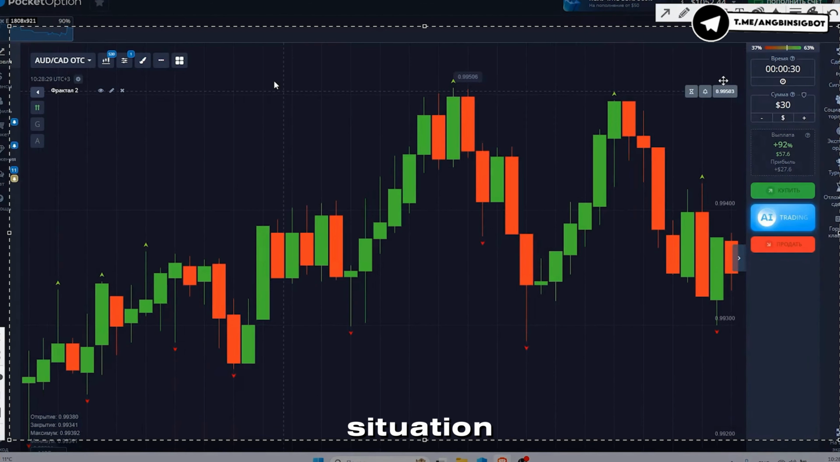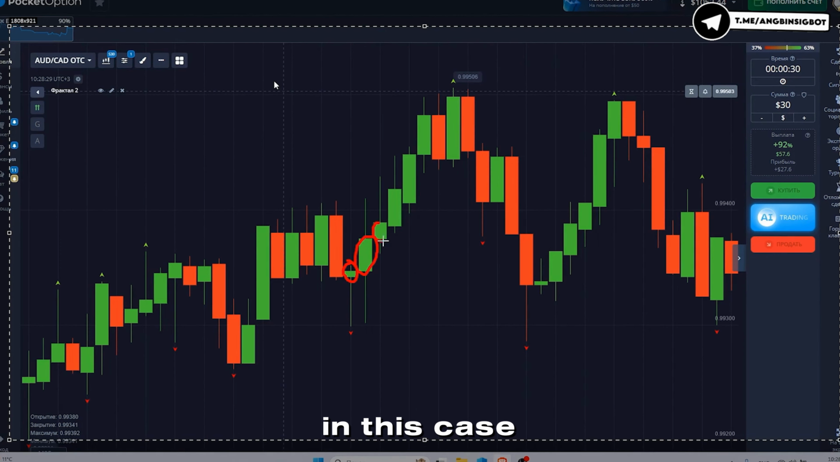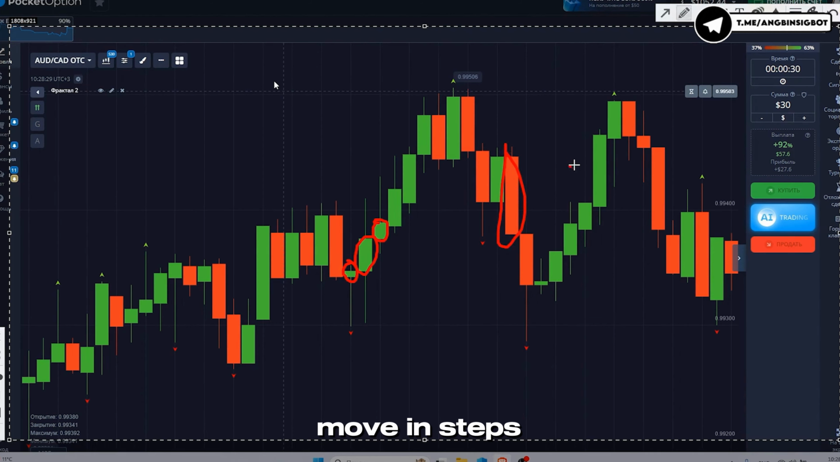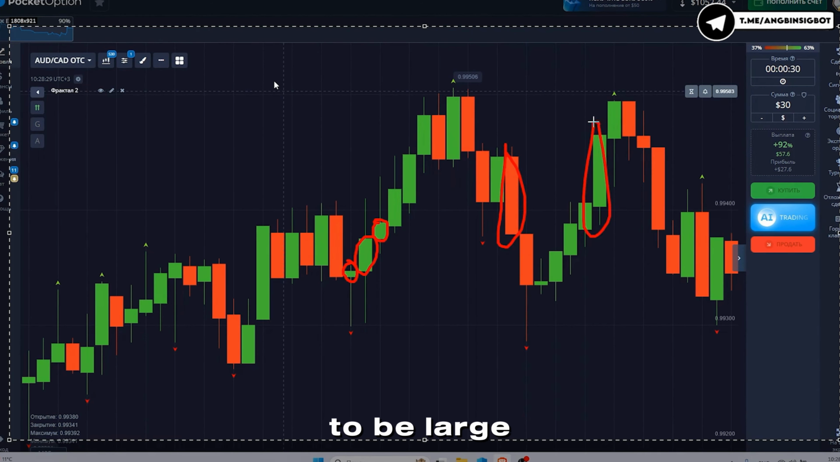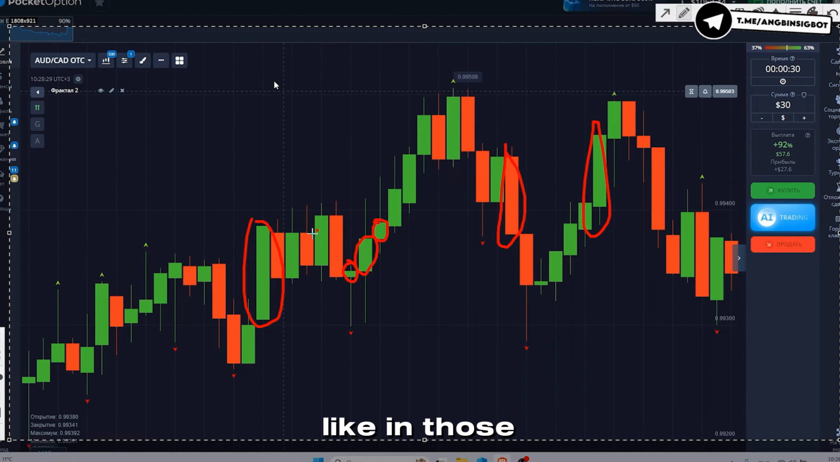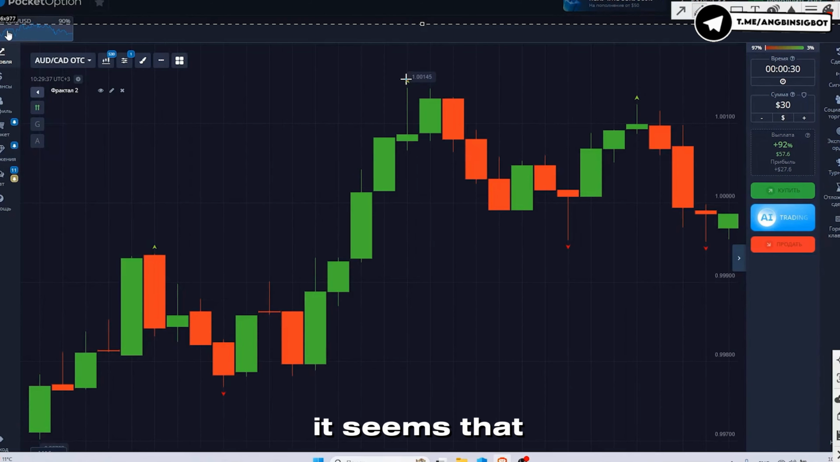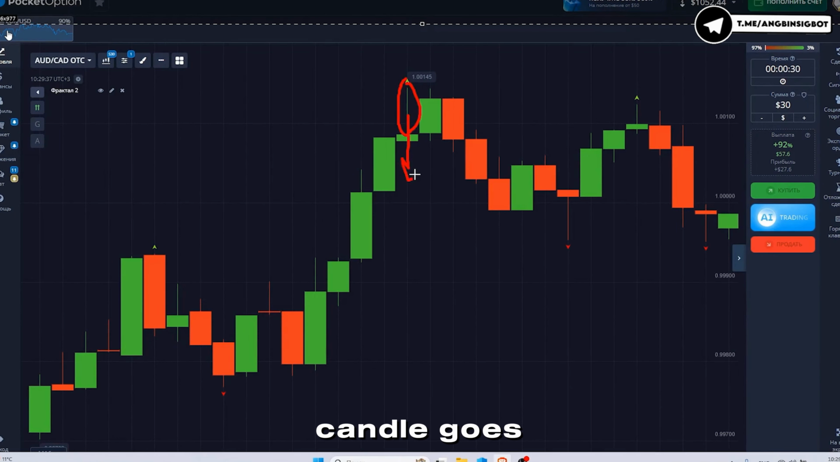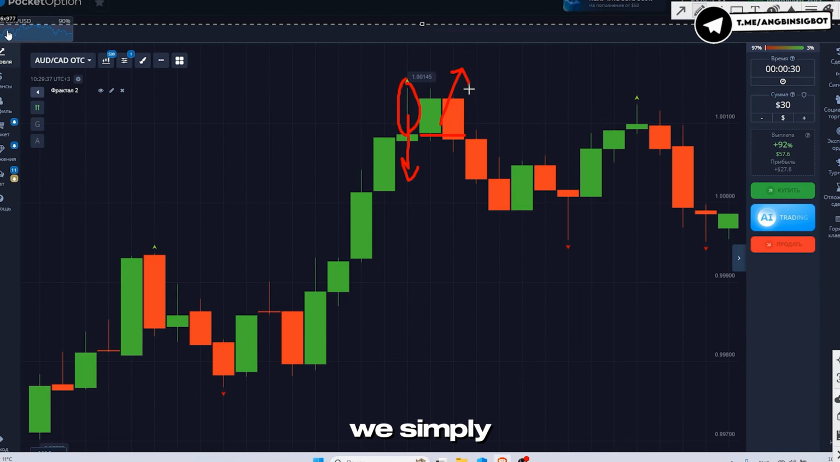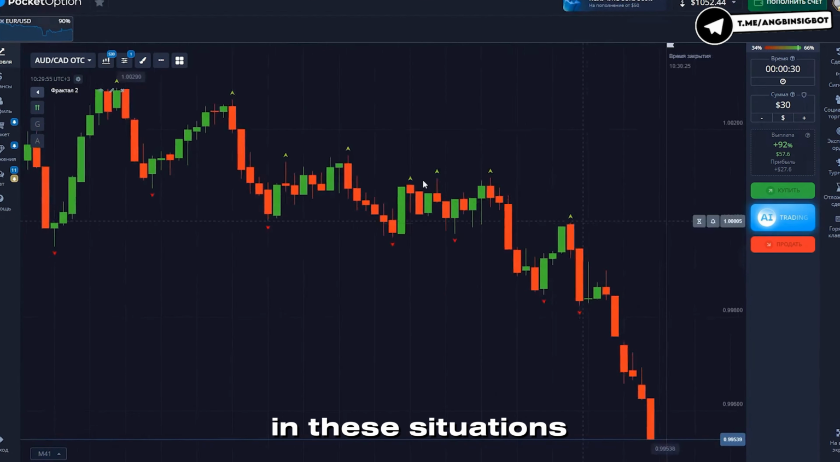Here's another situation. I will explain why I wouldn't open a trade here, and why the strategy didn't work in this case. We pay attention to the candles. As we can see, they are small in size by themselves. And moreover, there is not just one small candle, but they come one after another, meaning they move in steps, while we need the candles to be large. That is, the movement was sharp, like in those moments that I circled. And one more thing. Do you see the large shadow above the candle? It seems that the price should go down, but the next candle goes up. In such situations, we simply do not trade, that's all, because the chart behaves extremely unpredictably in these situations.